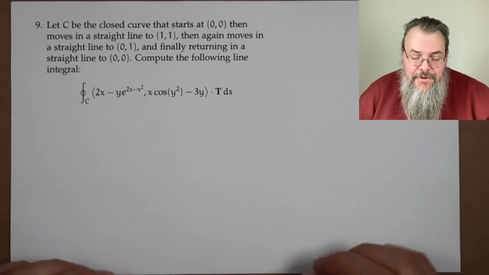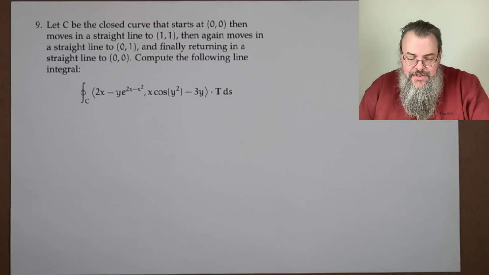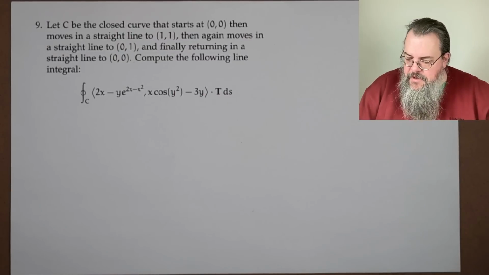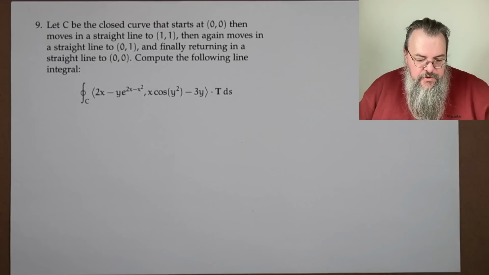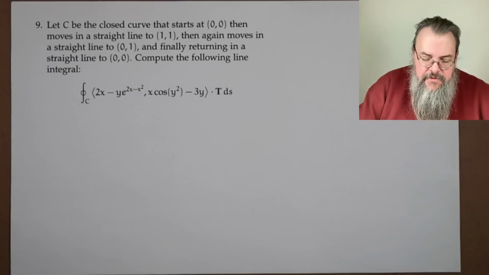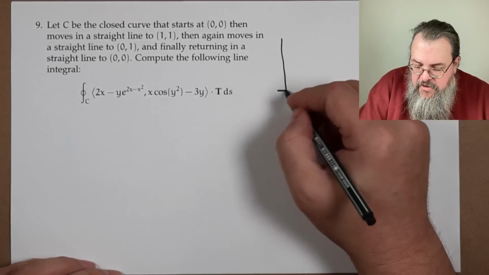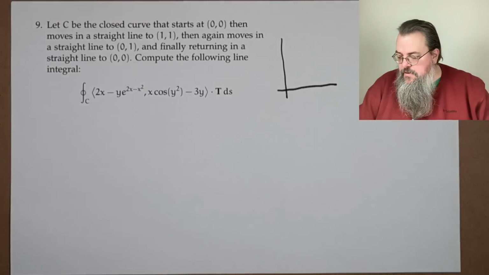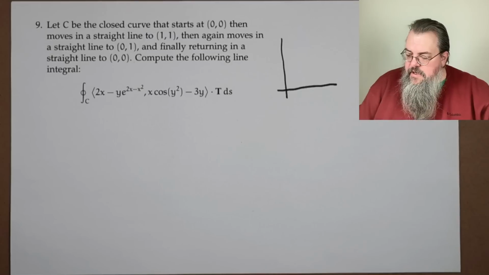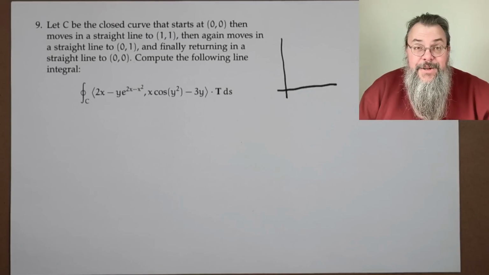Let C be the closed curve that starts at 0, 0. Oh, there's a lot of words here. So let's actually follow this story along. All right, so we have C is a closed curve that starts at 0, 0. So that's the origin. So we have an origin story. And who doesn't like a good origin story?